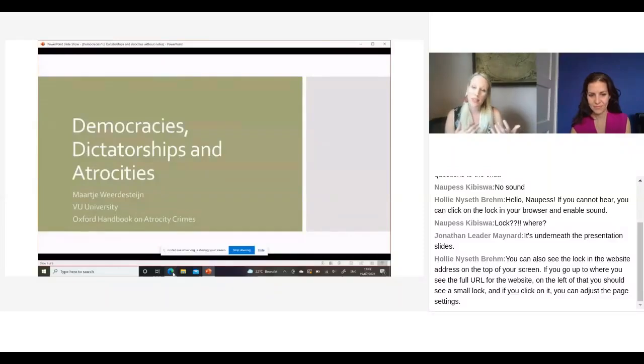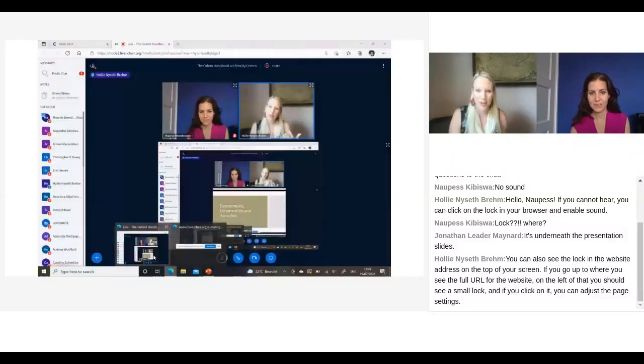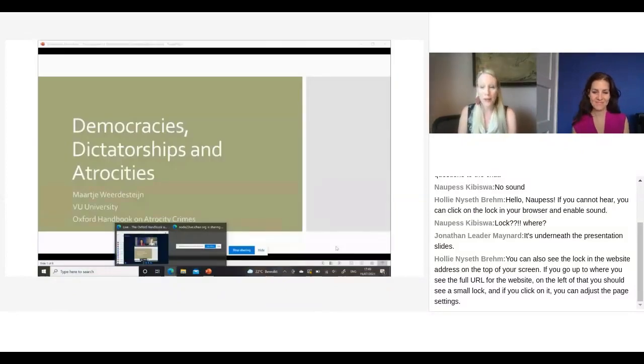It also then proceeds to address the causes of atrocity crimes, and regime type is certainly one that is considered often, but as Dr. Weedesteijn is going to tell us, often hampered by a lot of different difficulties with how we actually conceive of and operationalize regime type. So I will turn it over to my colleague and another co-editor of the volume for her 15-minute presentation.